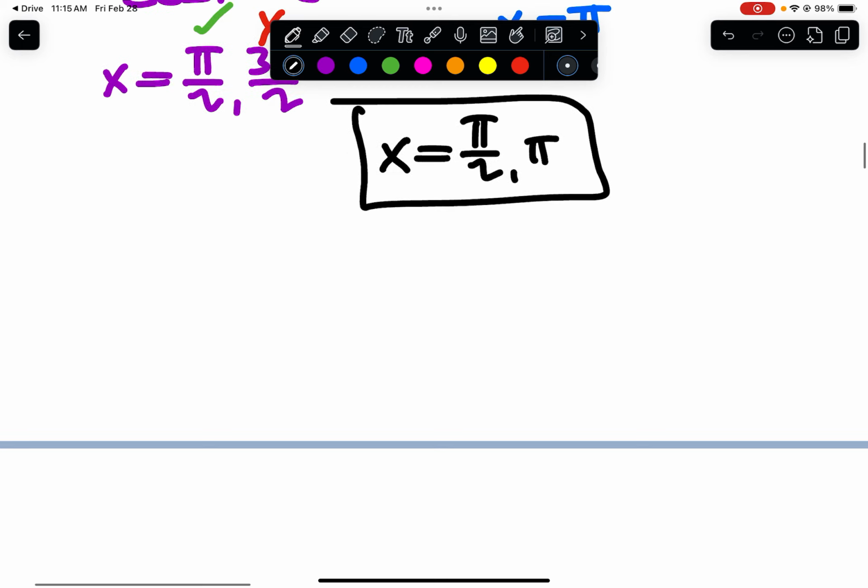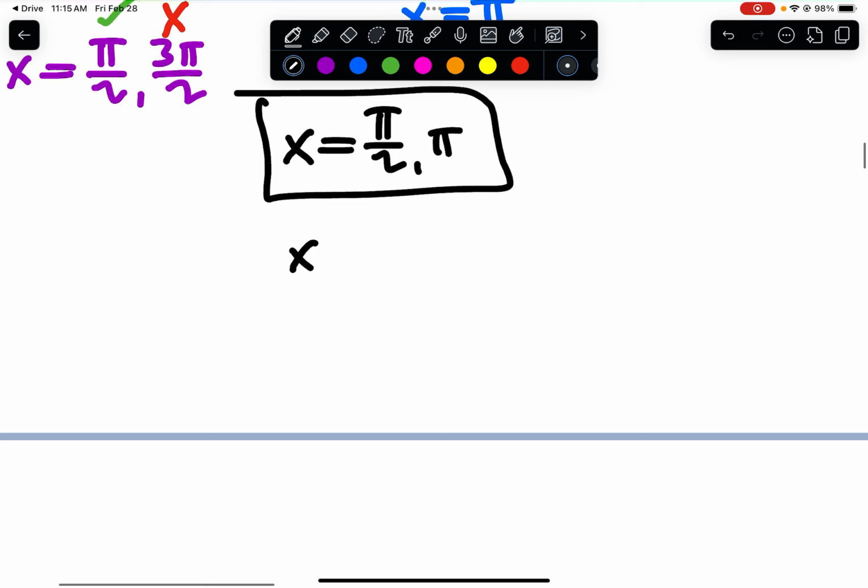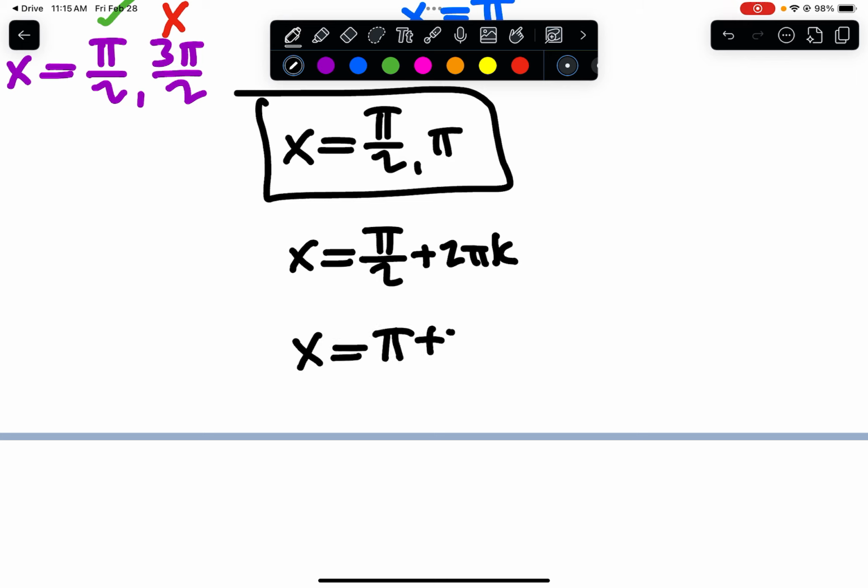Now, nothing is across from each other on the unit circle, so if I were to do all possible solutions, it would be x equals pi over 2 plus 2 pi k, and x equals pi plus 2 pi k, where k is an element of the integers for both.